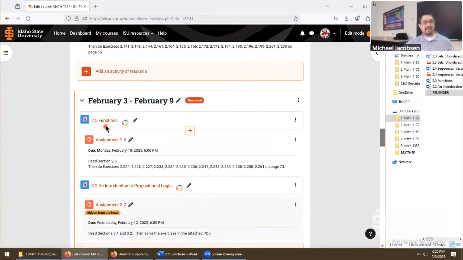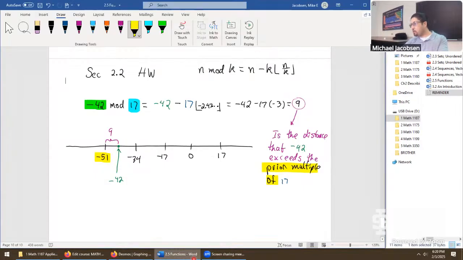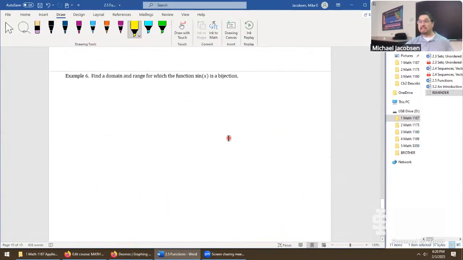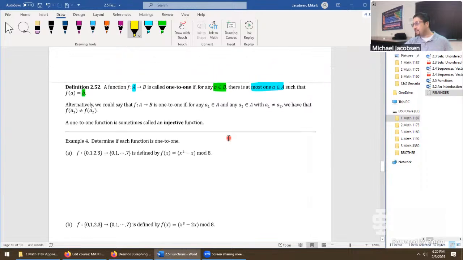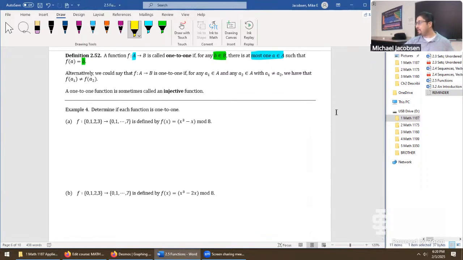For the moment, we're in section 2.5, about to finish it off. And so here's where we left off. Well, not quite there. Here's where we left off before we went on the weekend, last Wednesday. We're looking into one-to-one functions, but one-to-one functions are usually not thought of in isolation. They go along with the concept of onto functions.